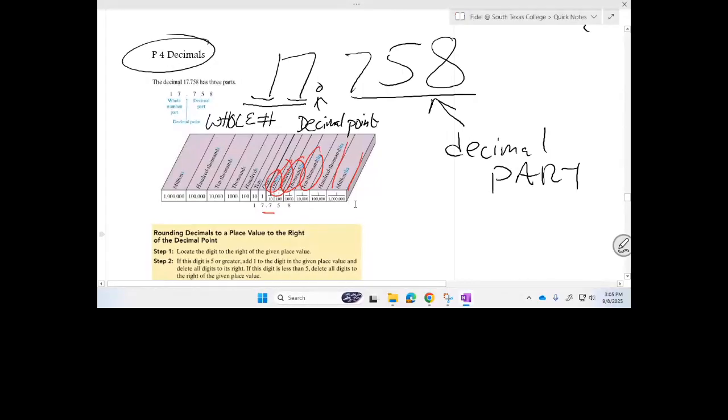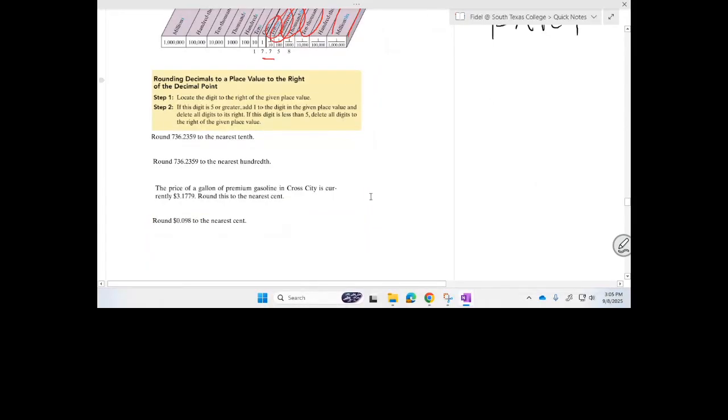Okay. So when it says we're going to round a number, we want to locate the digit to the right of the given place value. If that number is 5 or greater, we're going to add 1 to the digit in the given place value and then delete everything to the right of it, scratch it all out. If the number is less than 5, we're just going to get rid of the numbers to the right and leave the number alone. So let me explain what I'm looking at here.